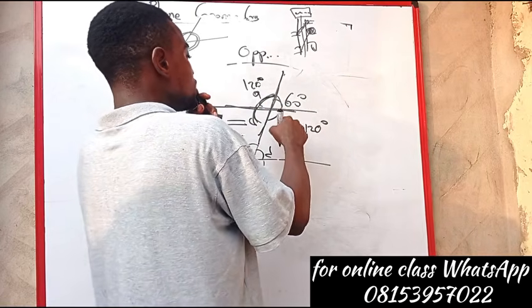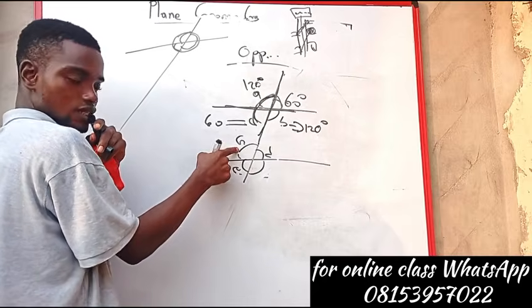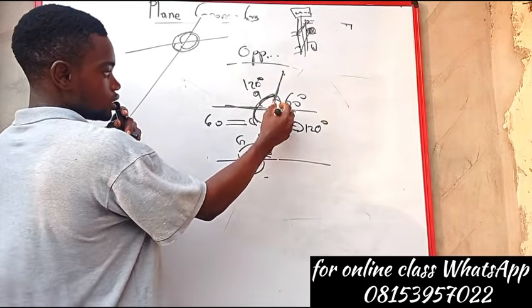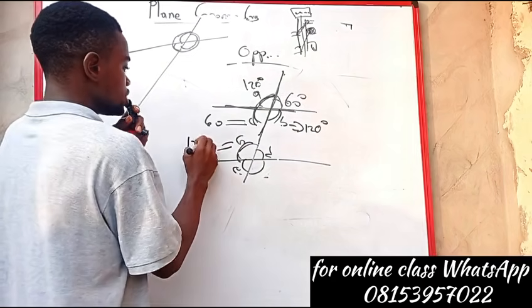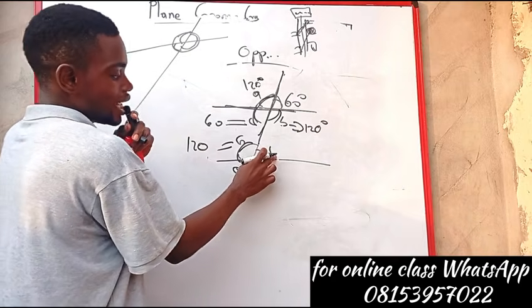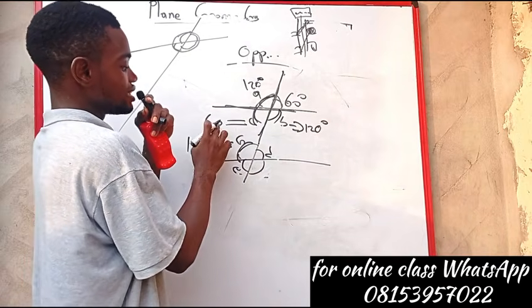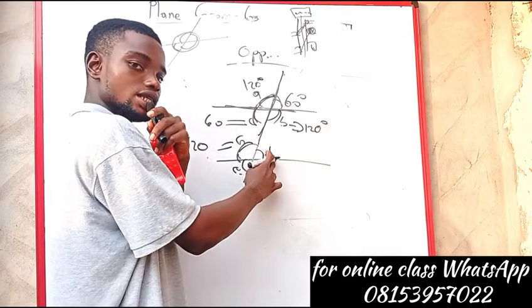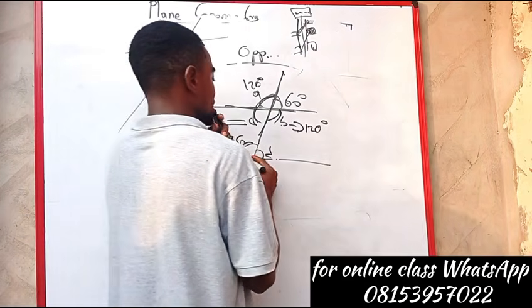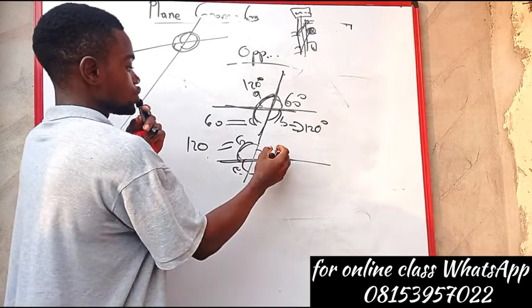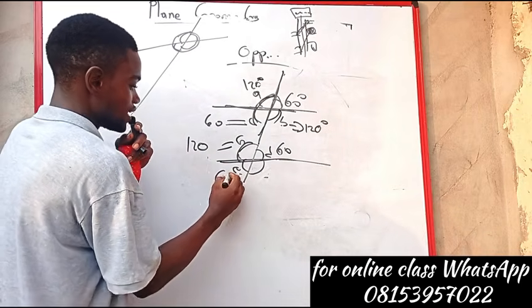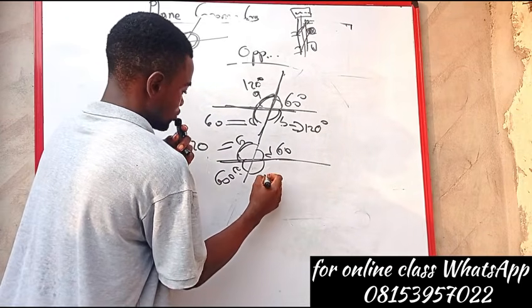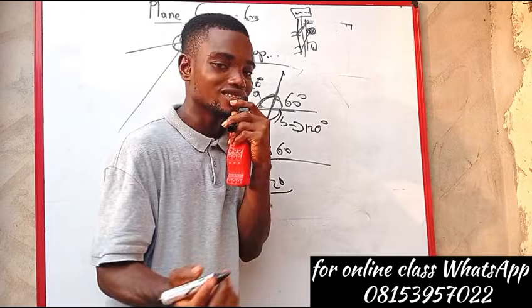Now this B is alternating to G. B is alternating to G, and alternating angles are the same thing, 120 degrees. Now what about D? I can get my D easily by saying that C is also alternating to what? D. Or I can still take this as a straight line, 180 minus 120, which is going to give me what? 60 degrees. 60 degrees is opposite to E, 60 degrees. 120 is opposite to this one, 120 degrees. Have you seen how easy it is?